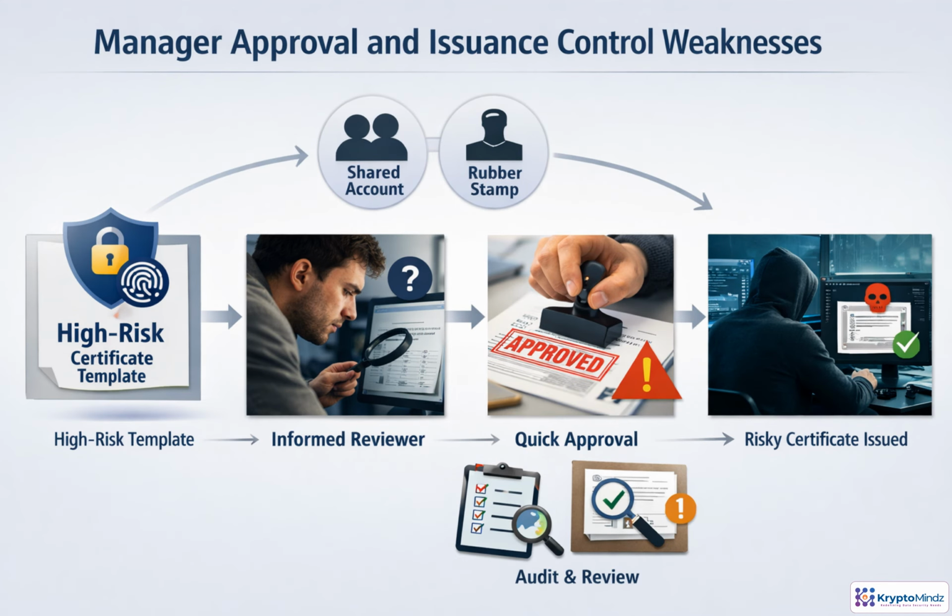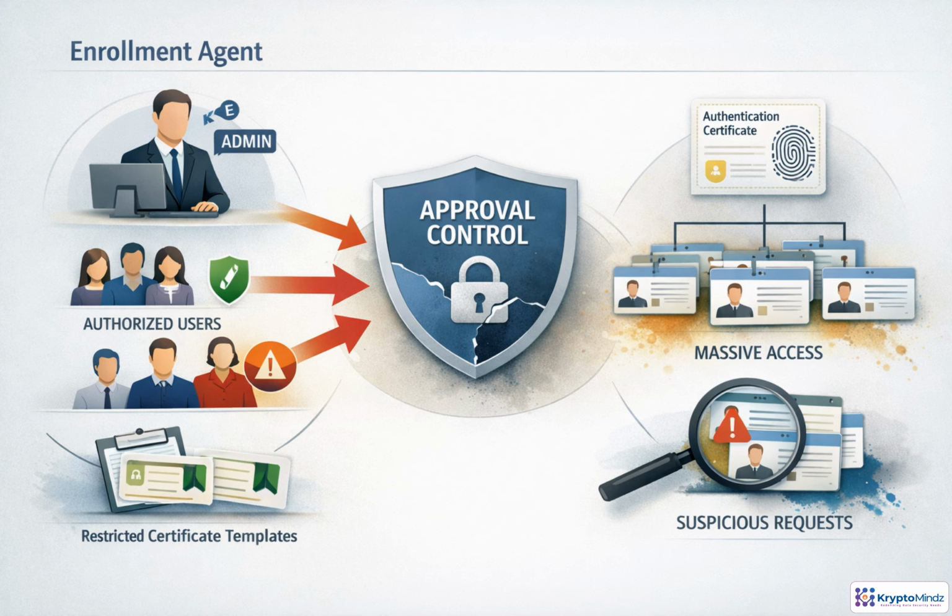Approval workflow becomes the next safeguard. Manager approval only works when it's treated as a real security control, not a checkbox. For high-risk certificate templates, approvals must be mandatory, and the reviewer needs to understand the request, the identity involved, and why the certificate is sensitive. Avoid shared accounts, undocumented exceptions, and rubber stamping. Every approval should leave a clear audit trail, and those logs should be reviewed regularly to detect abuse, drift, or risky issuance patterns.